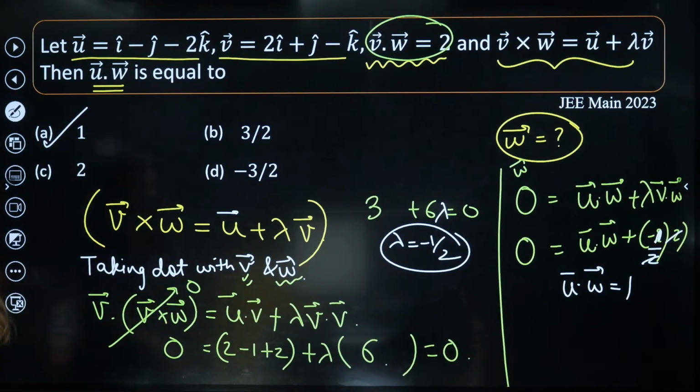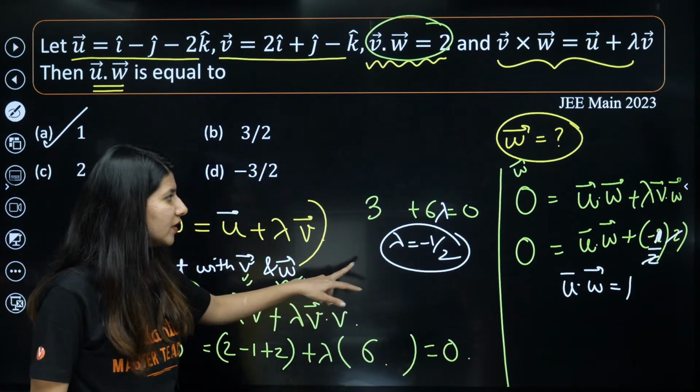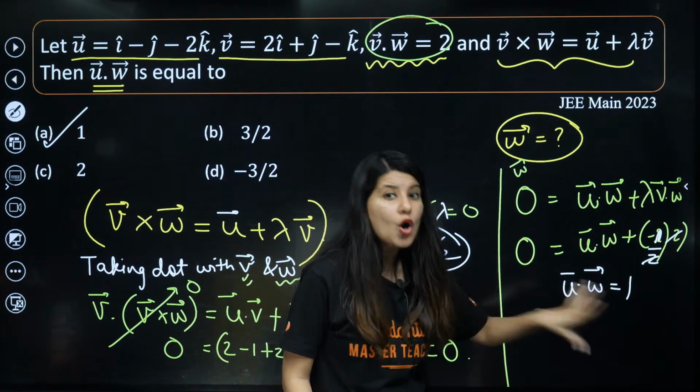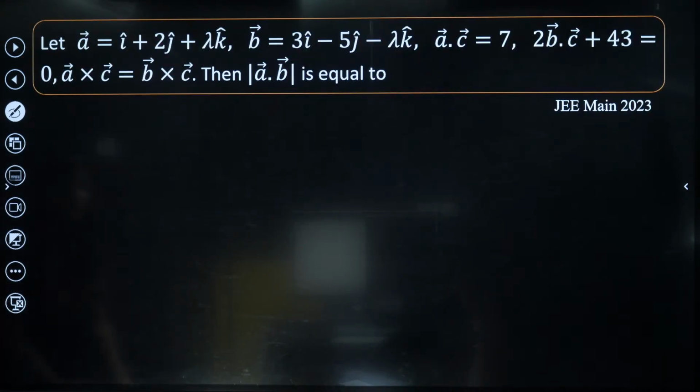So I guess this was definitely an alpha question. So lambda is coming out as minus half over here. And the moment you take dot with W, you will realize U dot W automatically will be 1. Right? Okay, alpha question. Let's just move on to the next question now.